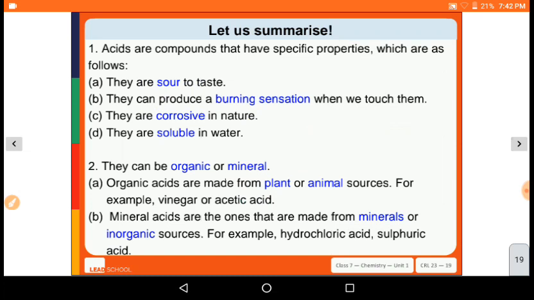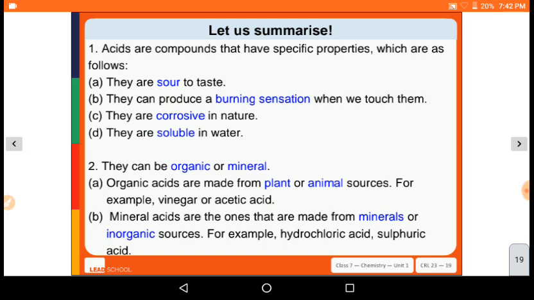So now let us summarize that acids are compounds that have specific properties: they have a sour taste, burning sensation होता है, corrosive होता है, soluble पानी के अंदर होता है. Then they can be organic और mineral हो सकता है. Organic acids जो कुछ भी होते हैं वो plants और animals में से बने होते हैं. और then after the mineral acids जो कुछ भी होते हैं वो जो मैन मेड होते हैं और मिनरल्स और कोई कंपाउंड्स के अंदर से हमको बने होते हैं.